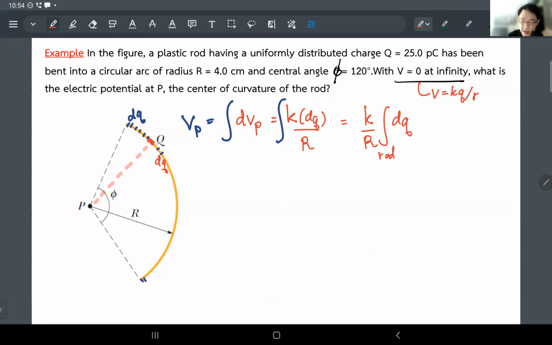And what is this, guys? You just add them all, and you get back the total charge on this rod. So it's going to be k times the whole Q over R, and you are done. Isn't that nice? The angle phi doesn't even come into the picture. It doesn't matter. You can just plug in the numbers and everything will come down to volts.